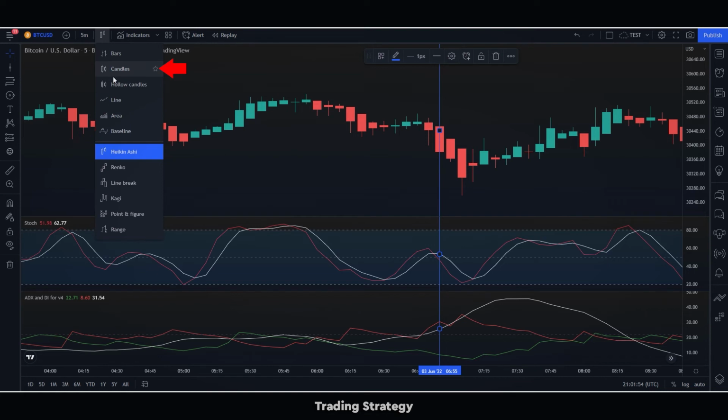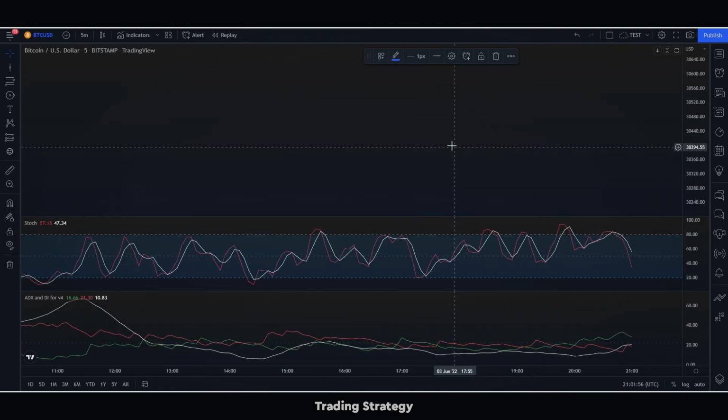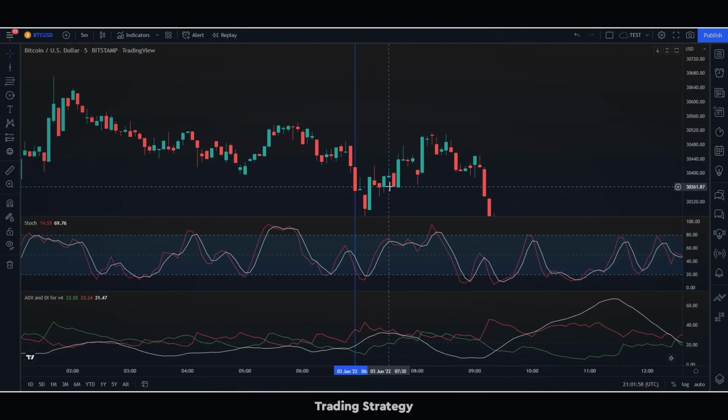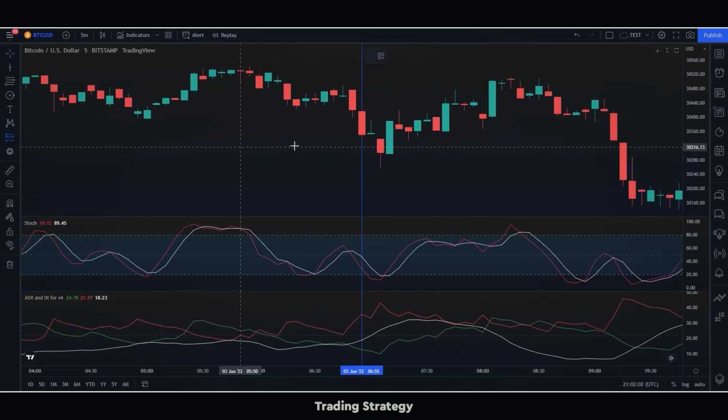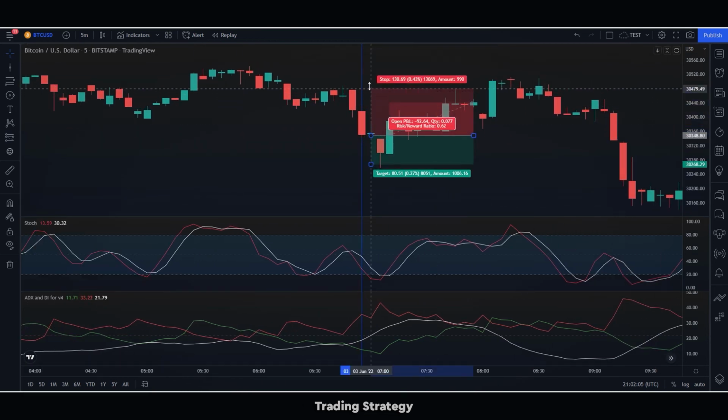But first, we will change the type of chart again to the normal candlesticks, since being in the Heiken Ashi candlestick chart could confuse us. We will place our stop loss above the latest high and our take profit at the support and resistance zones, as long as we have a risk-benefit ratio of at least 1:1.